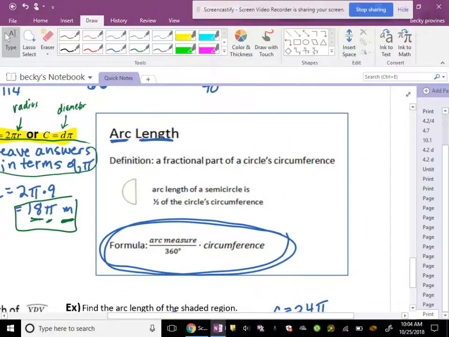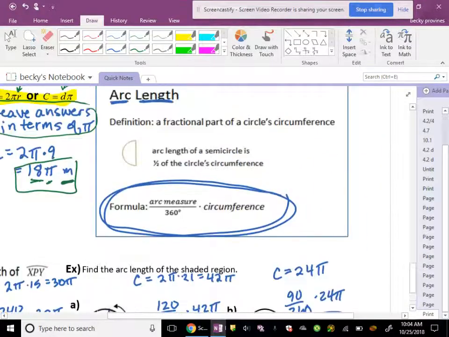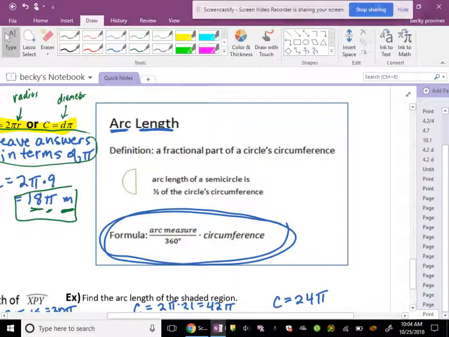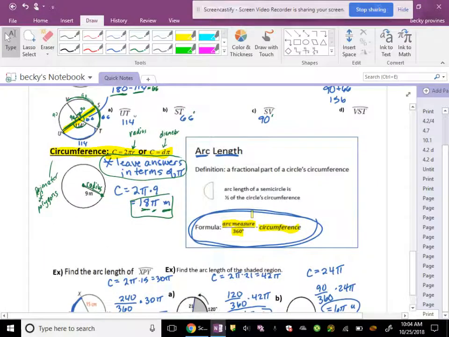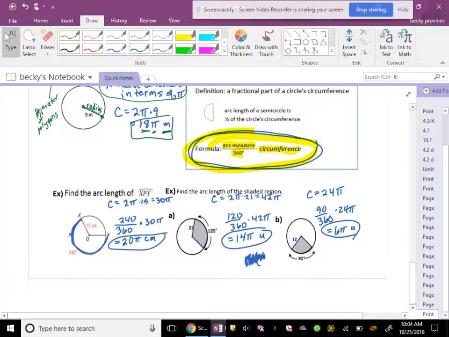Now here's the last thing before we do our last examples. You definitely need to write this on your card. What we're doing now is we're going to find just pieces of the perimeter, which we call circumference. So it's a pretty easy formula. You take whatever the arc measure is, you divide it by 360 to get a fraction of how big of the circle, and then you just times it by circumference. So write that down, pause if you need to, write all that down.